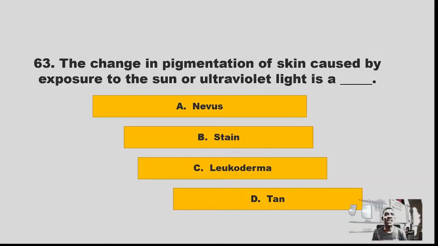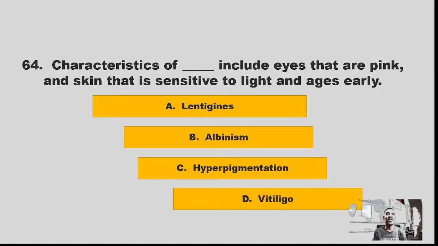You say that you think it's A? Do you think that it's B? Do you think that it's C? Or do you think that it is D? All right, here is your answer. It was actually D. So it's actually a tan. Okay, and with the temperature increasing each day, we are going to be tanning when we go outside. And here is your next question.